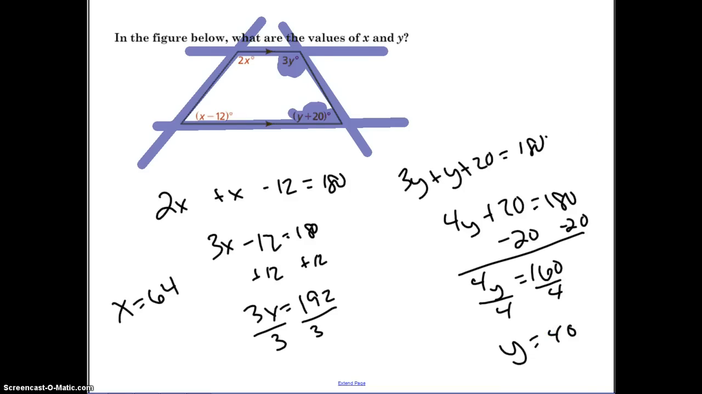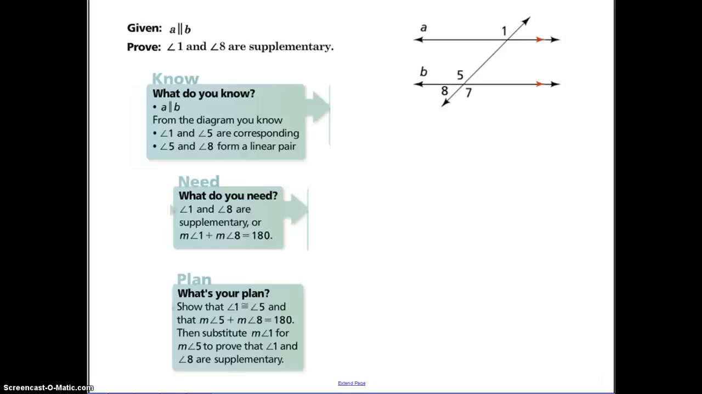Next up, we're going to look at what's called a proof. A proof means we're going to be given a statement and we need to prove something about this with our picture, using stuff we've already learned. Well, we're given that A is parallel to B, which means we can use any of our angle pairs that we've learned about. And our goal is to prove that angle 1 is supplementary to angle 8.